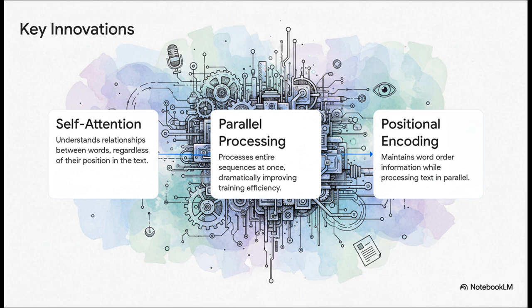Second, parallel processing. This is huge. Instead of reading one word at a time, it gulps down whole sentences, whole documents, all at once. This makes training unbelievably fast. And finally, positional encoding. You might think processing everything at once would jumble the word order, right? Nope. This neat trick ensures the model always knows that "man bites dog" is very different from "dog bites man."